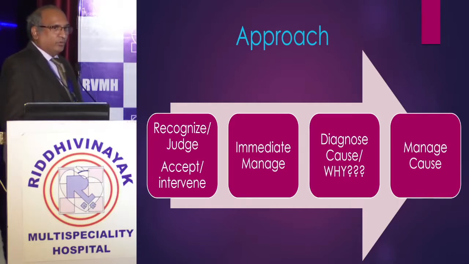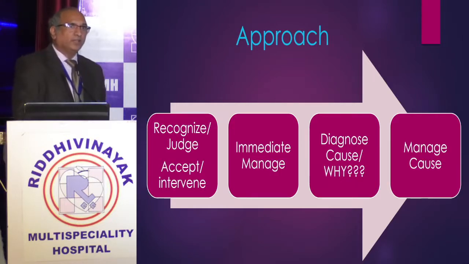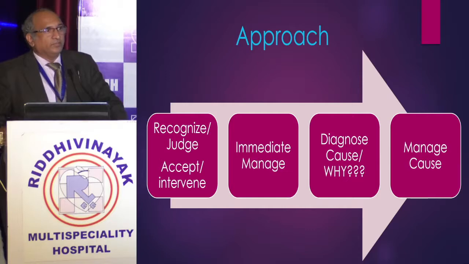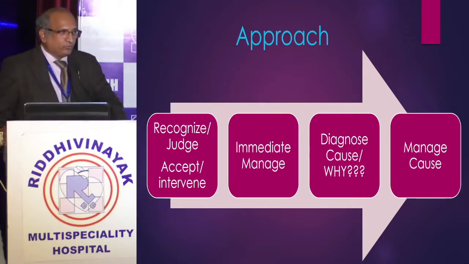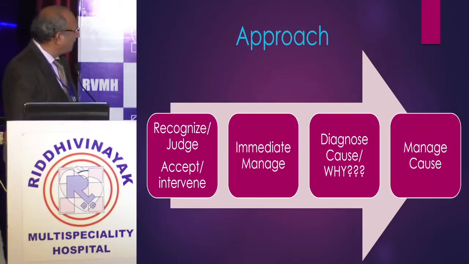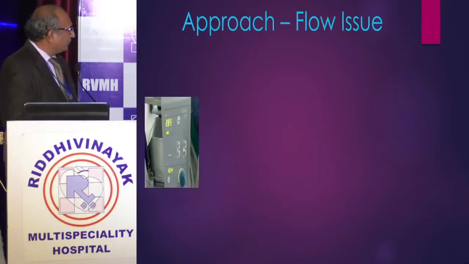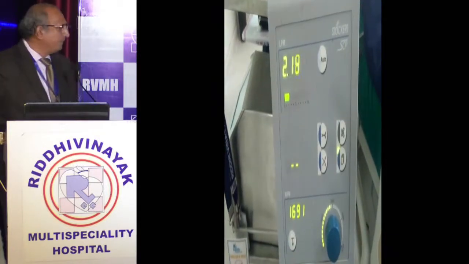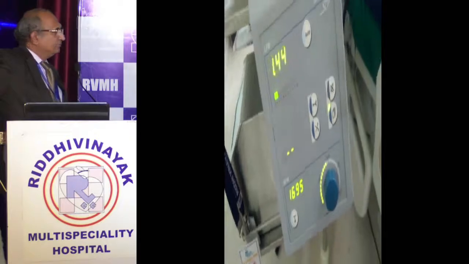If you think you have to intervene immediately, what should be your immediate management? After finishing immediate management, it's not that everything is fine now and you can just relax. You have to find out why it occurred in the first place. So you have to diagnose why it has occurred, and once you diagnose it, you have to find a corrective solution so that it does not occur again. This is the way you approach patients on ECMO. So I'll first discuss the flow issue. Now tell me, what has happened? What is happening?